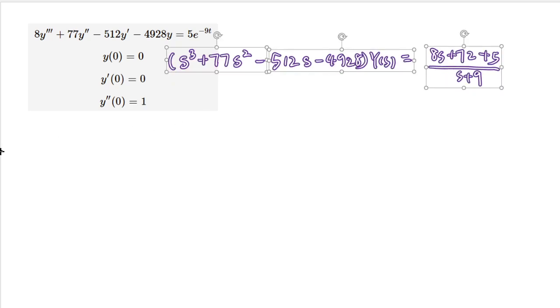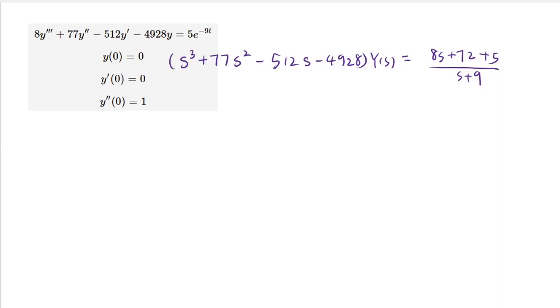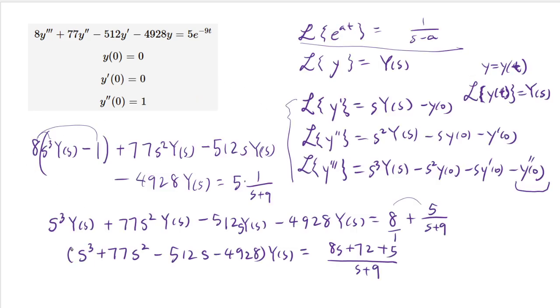Now what's important is that I need to do partial fraction expansion, and in order to do partial fraction expansion I need to factor this. So how do we do s cubed plus 77s squared? Oh, there should have been 8 here. I forgot this 8. Sorry.